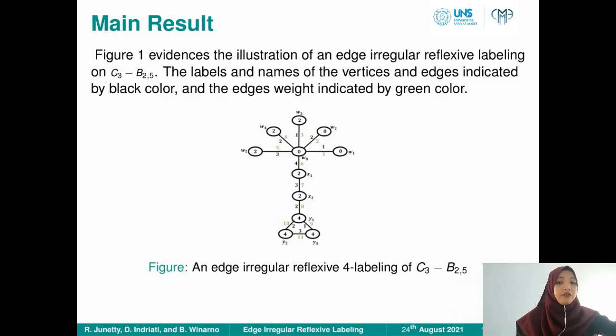Figure 1 is the illustration of an irregular reflexive labeling of C3b2r, and the labels and names of the vertices and edges are indicated by black color and the edge weights are indicated by green color. Okay, like this. So if you want to make it easier for your understanding, you can apply a formula that has been obtained in a graph like on a slide.